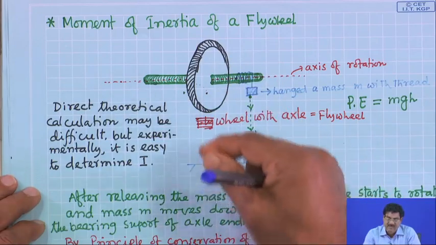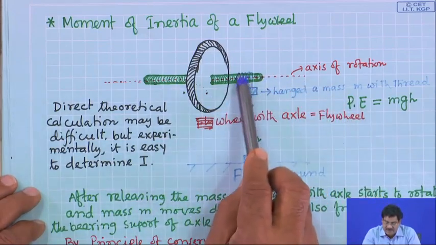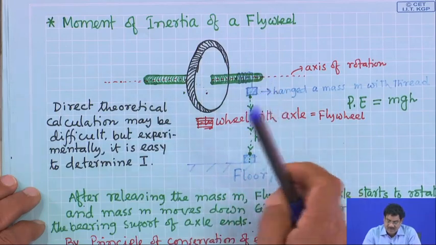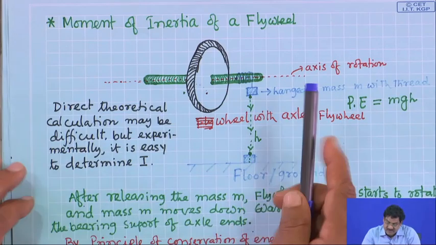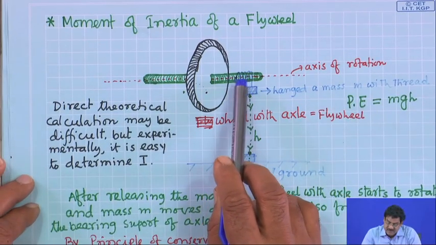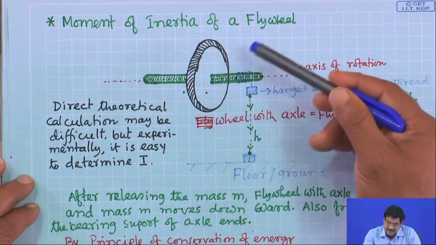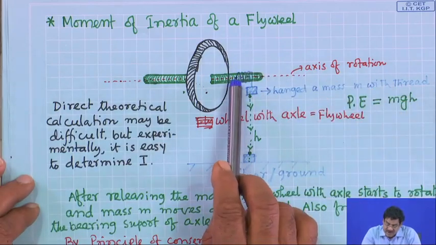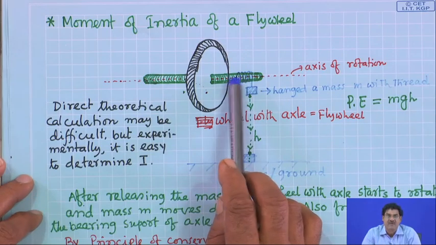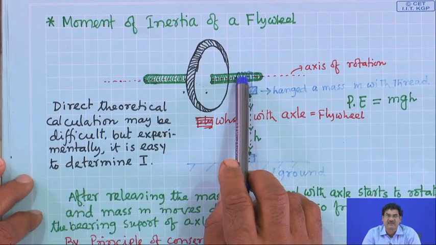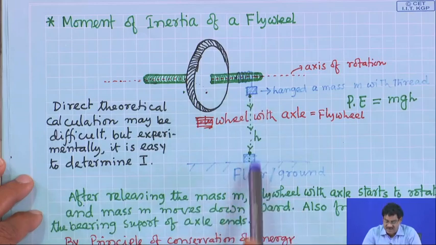And here this thread is turned on the axle. So, this I have shown here. Whatever the length of thread that we have taken, it is just turned on this axle, and how many turns are taken, one can count. Say n1 number of turns of thread is taken on this axle, and at that time the height of this mass is h, okay.